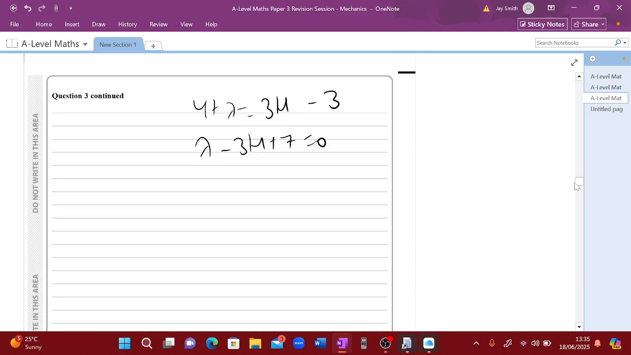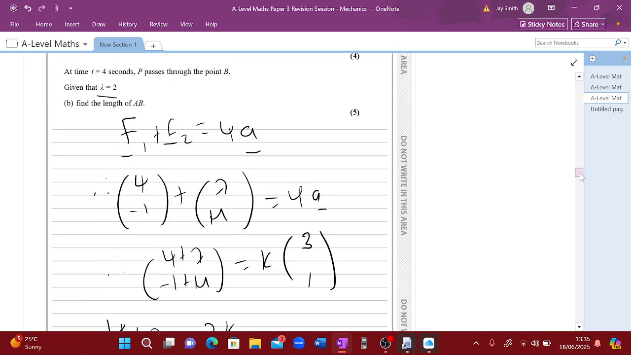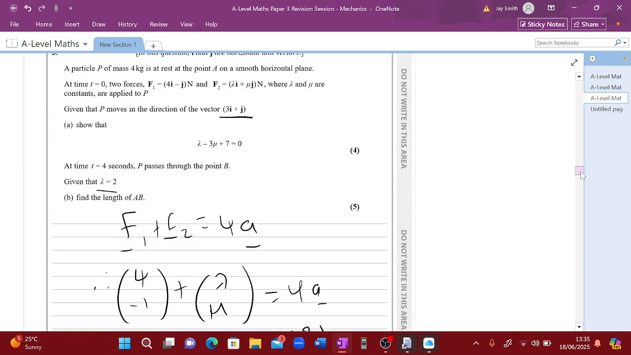Say, well, lambda is 2. Therefore, 2 minus 3 mu, substitute it into this equation, add 7 equals 0. So 3 mu is going to equal 2 plus 9, so mu is going to be 3. Cool. And then I could also work out F2 if I need to, but let's have a look. Okay, what's going on here?